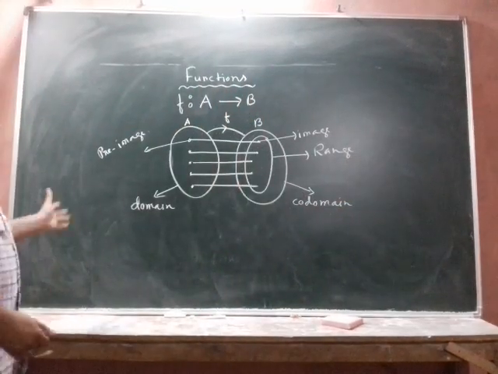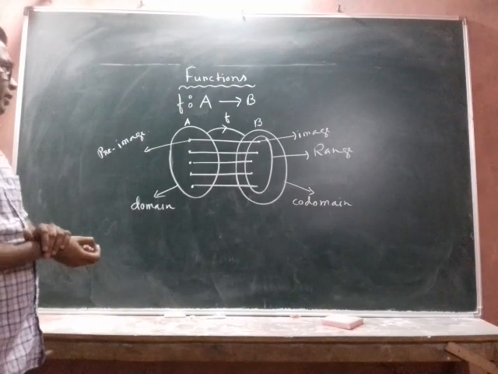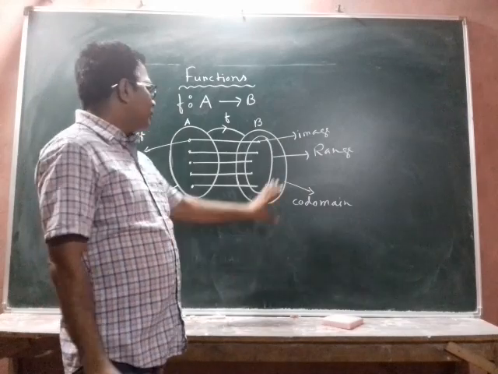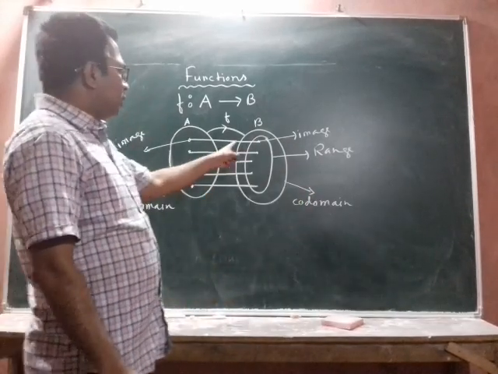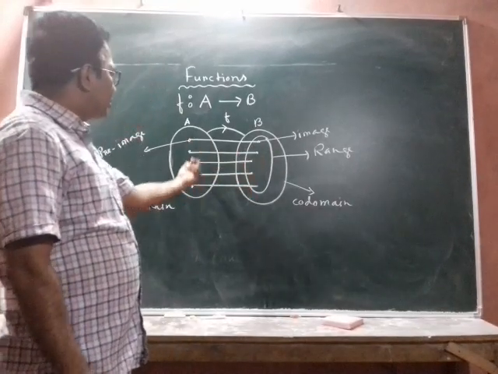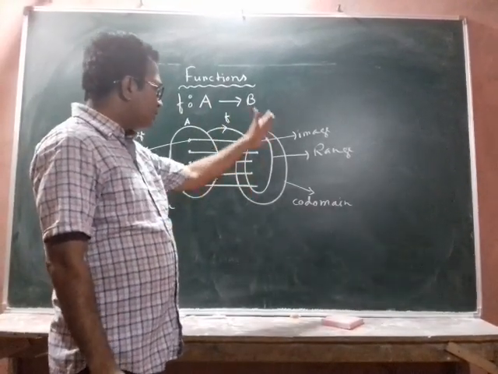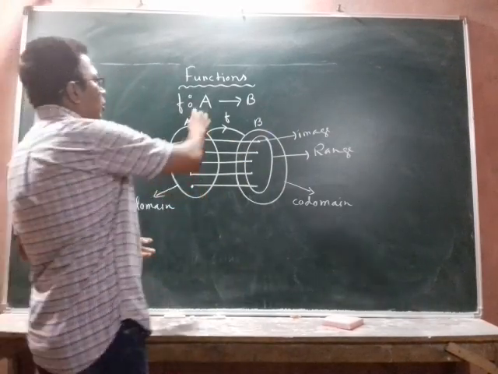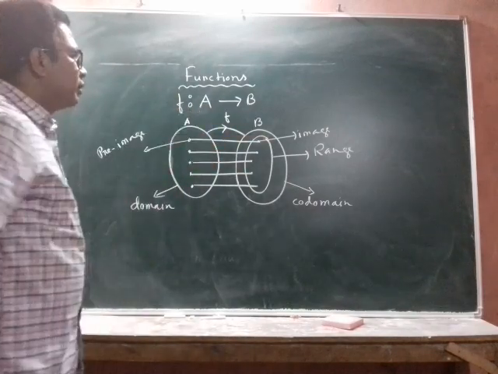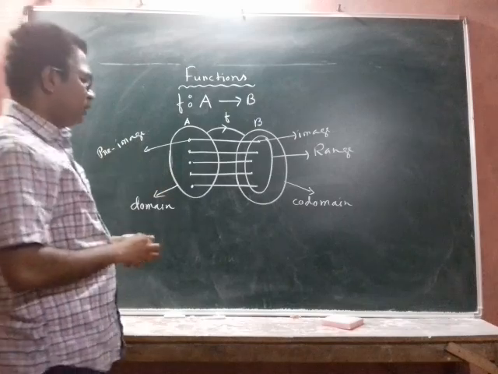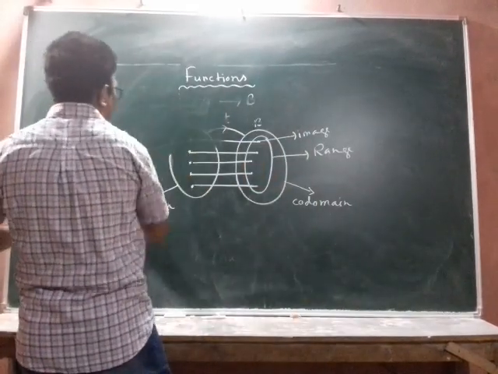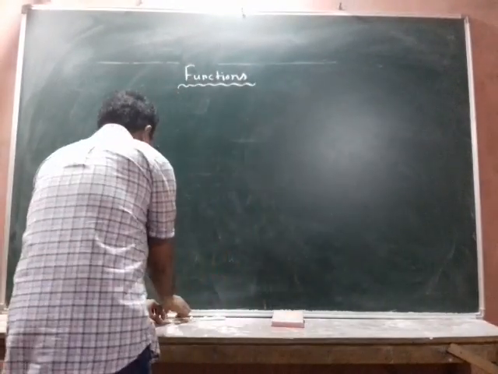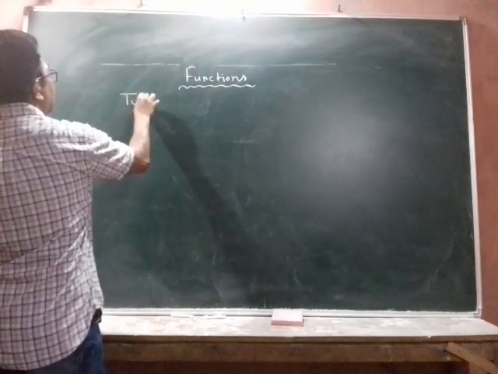These are the basics of the function as we have learned in class 11 standard. So the whole set is domain and elements are known as pre-image. The whole second set is known as codomain. The elements which have relation with the elements of A will form the image, and this set of images will form the range. So f is a function from A to B. We can express it this way. So next we are going to discuss the different types of functions.